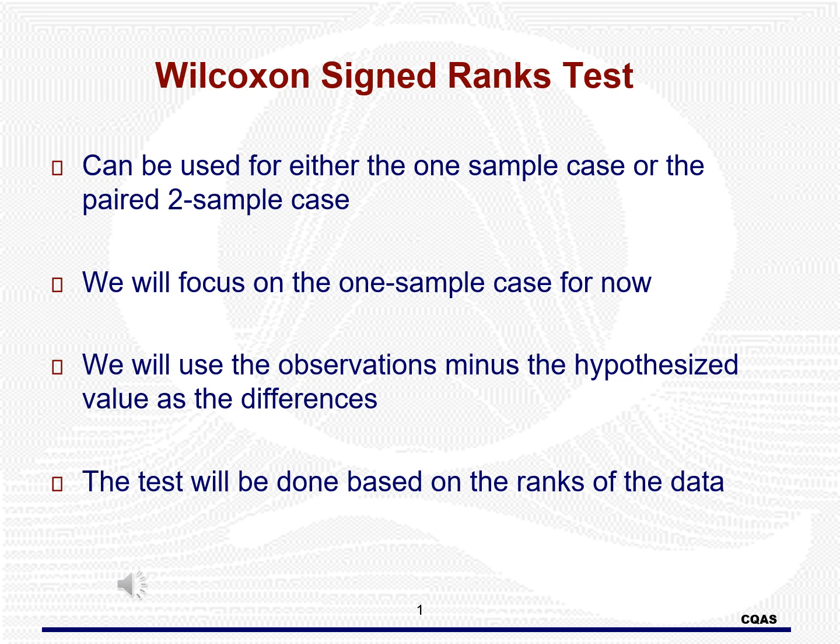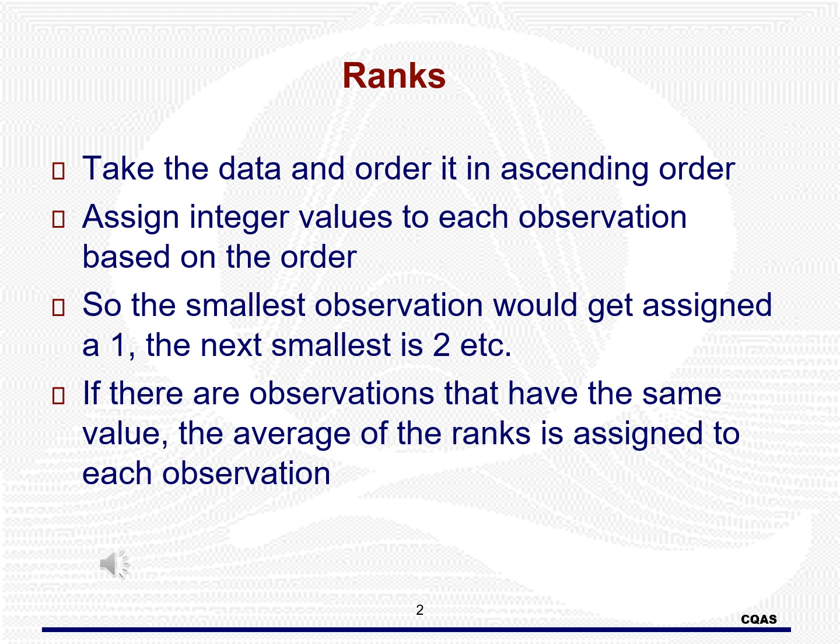Let's talk a little bit about the ranks of the data. The rank is the integer value assigned to an observation based on where it falls within the remaining observations when they are ordered smallest to largest. So the smallest observation will be given rank 1, the second smallest will be given rank 2, etc. If there are observations that have the same value, the average of the ranks is assigned to each observation.